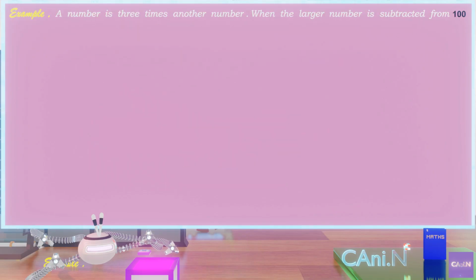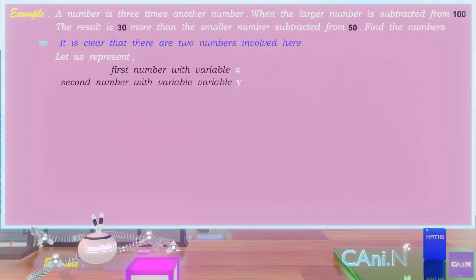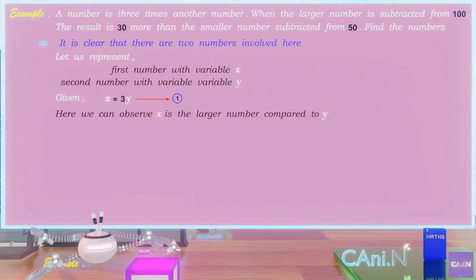A number is 3 times another number. When the larger number is subtracted from 100, the result is 30 more than the smaller number subtracted from 50. Find the numbers. It is clear that there are 2 numbers involved here. Let us represent first number with variable x and second number with variable y. Given is x equals 3y, let's call this as equation 1. Here, we can observe x is the larger number compared to y.